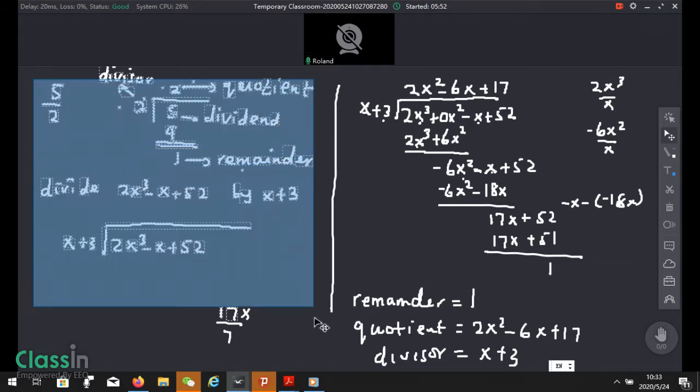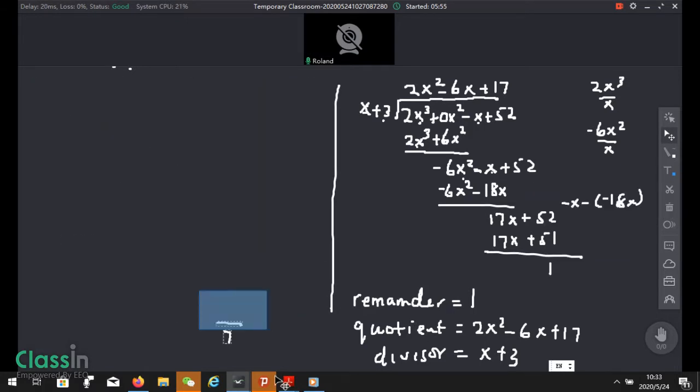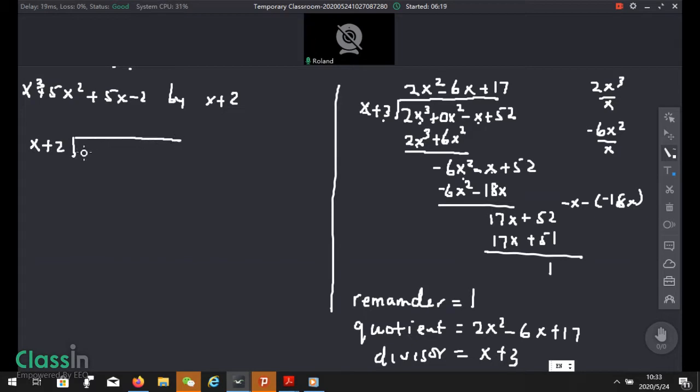Let's do one more example. If we want to find the quotient and remainder when x cubed plus 5x squared plus 5x minus 2 is divided by x plus 2, it's the same approach. x cubed divided by x will give us x squared.